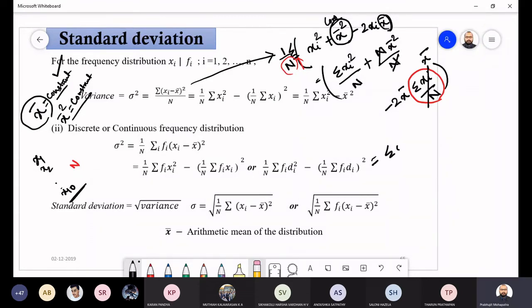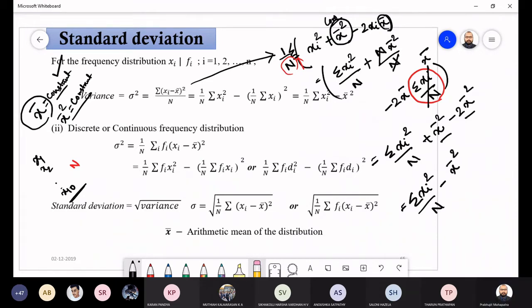So let me write this one. This is nothing but sum of xi square by n. Then x bar square minus 2 x bar square. Let me write it here, because people will get confused. Correct now? Okay. So from here, x bar square minus 2 x bar square, what will you get? Minus x bar square only.